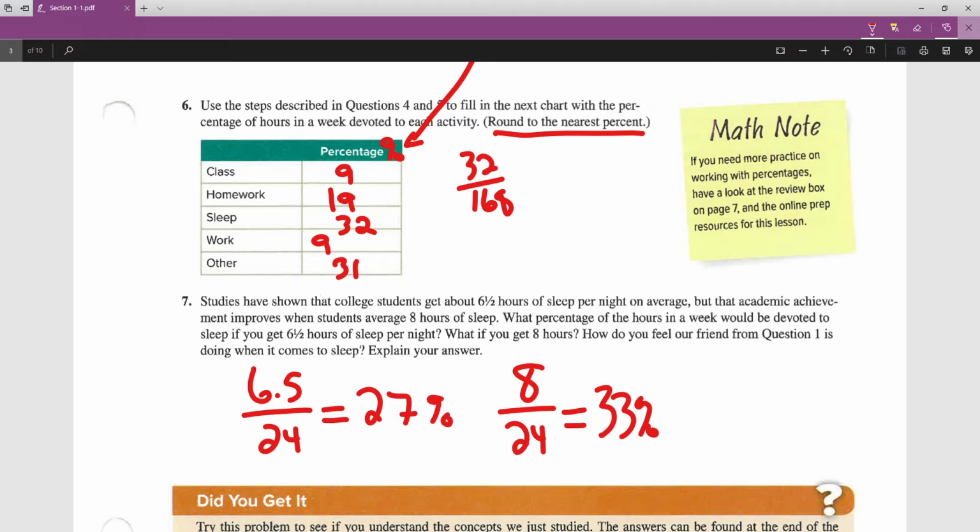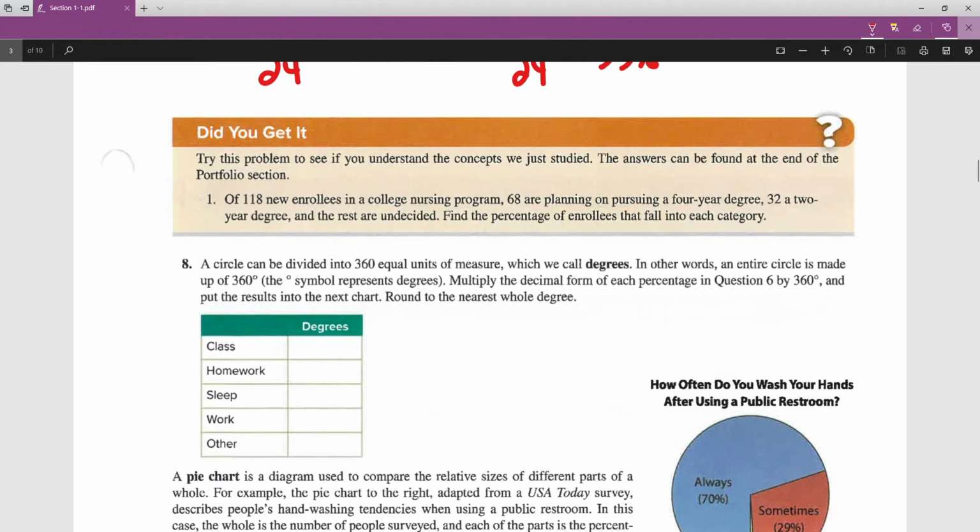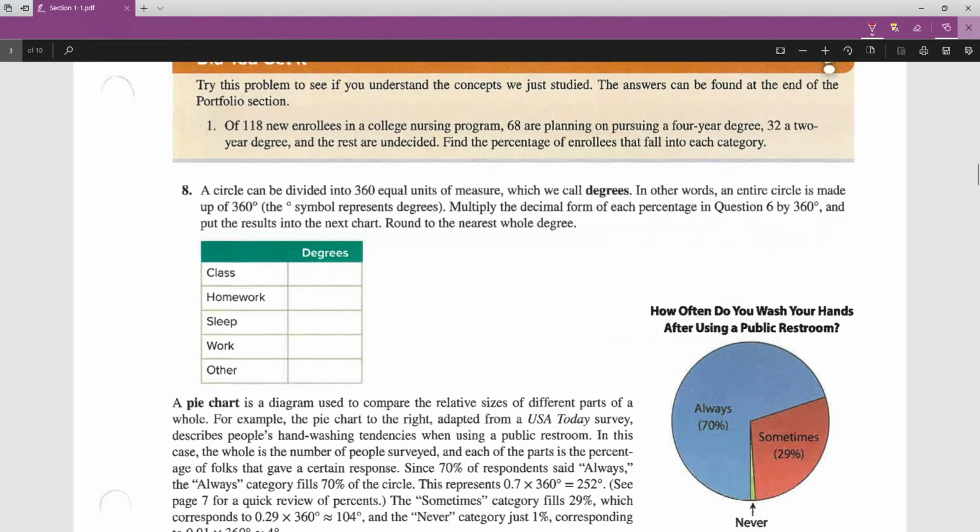Moving down further on the page, on page 5, number 8 describes how a circle can be divided into 360 equal units of measure. These are each called degrees. So every circle is divided into 360 degrees. Multiply the decimal form of the percent in question 6 by 360 to find the number of degrees for each section: class, homework, sleep, work, and other. Round to the nearest whole degree.